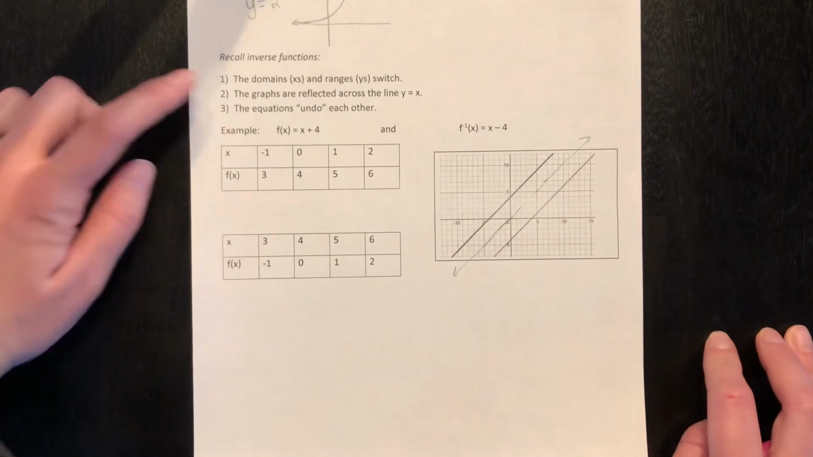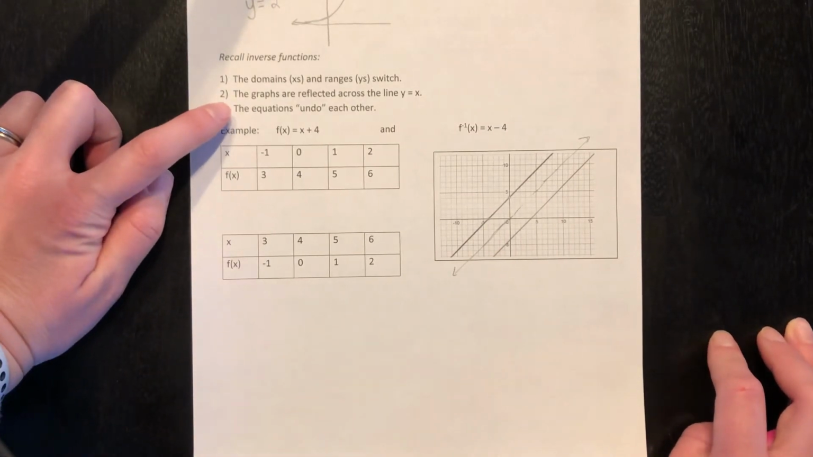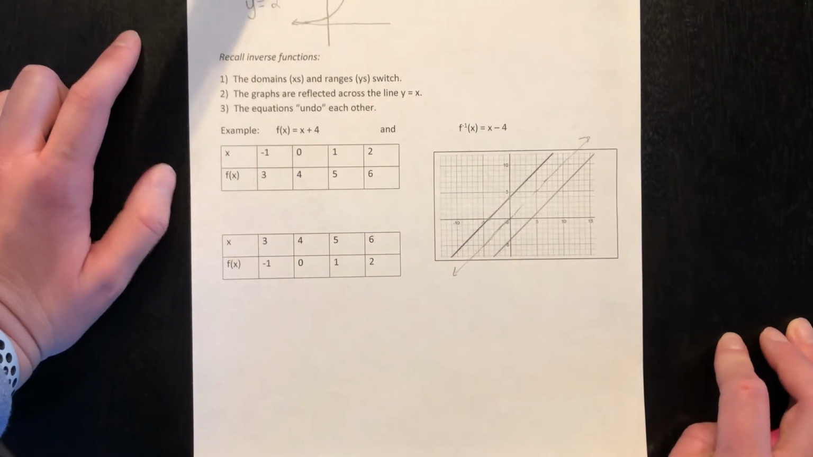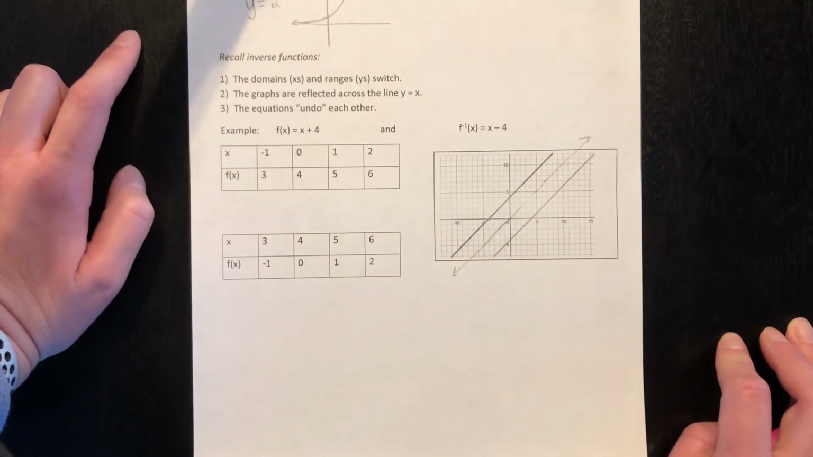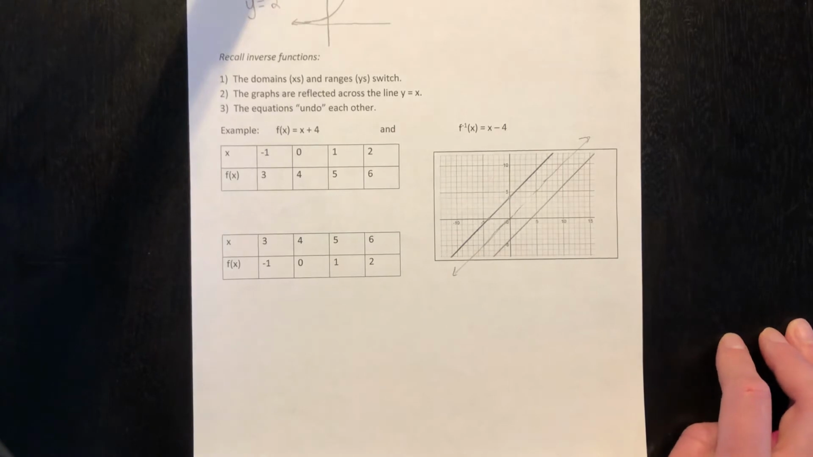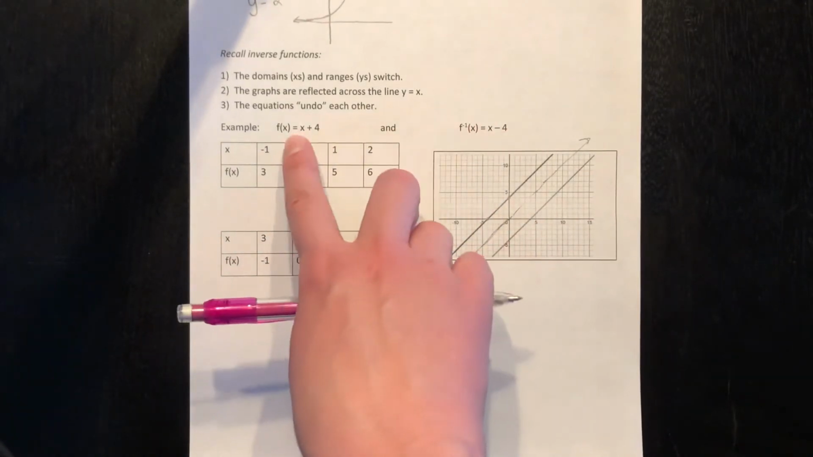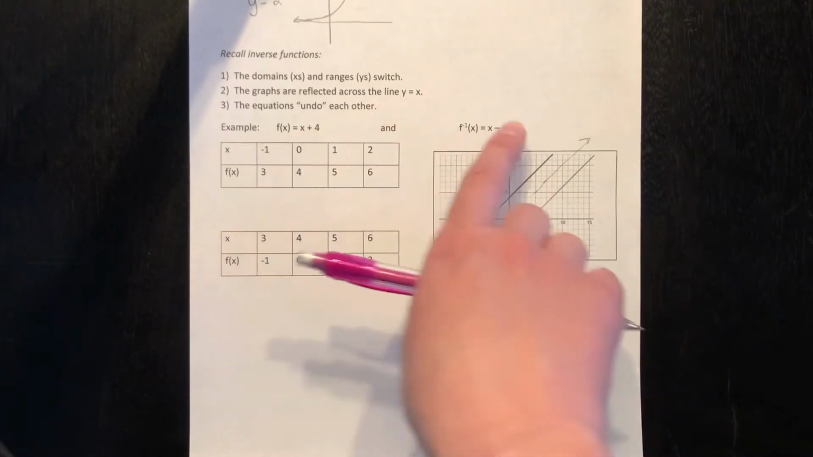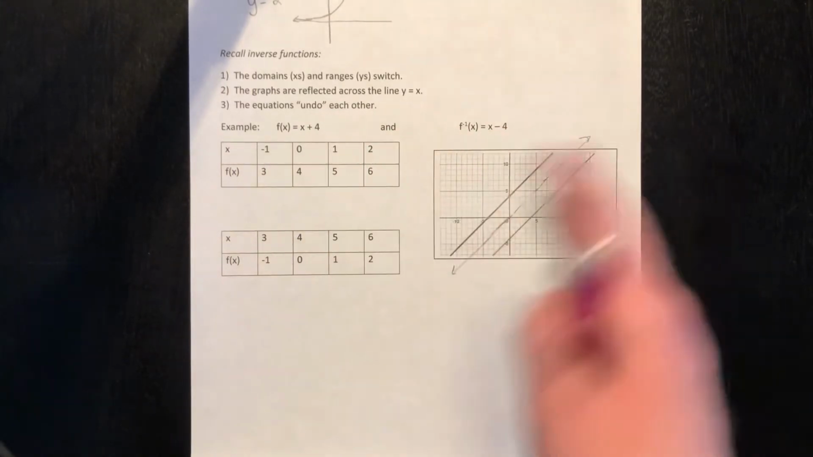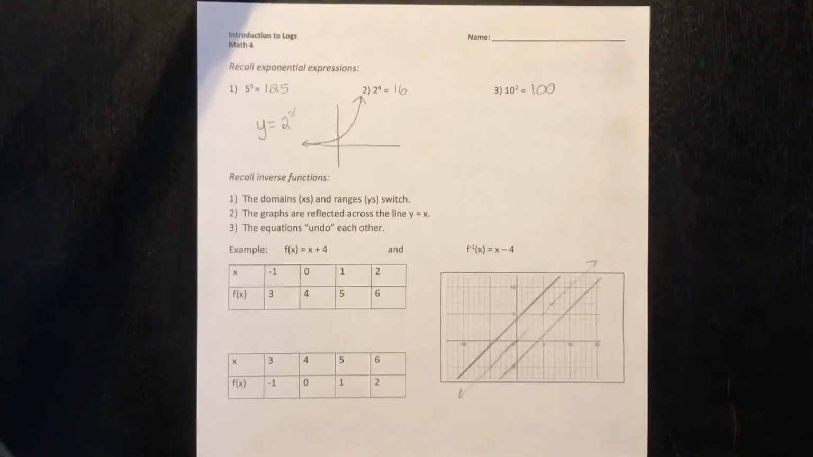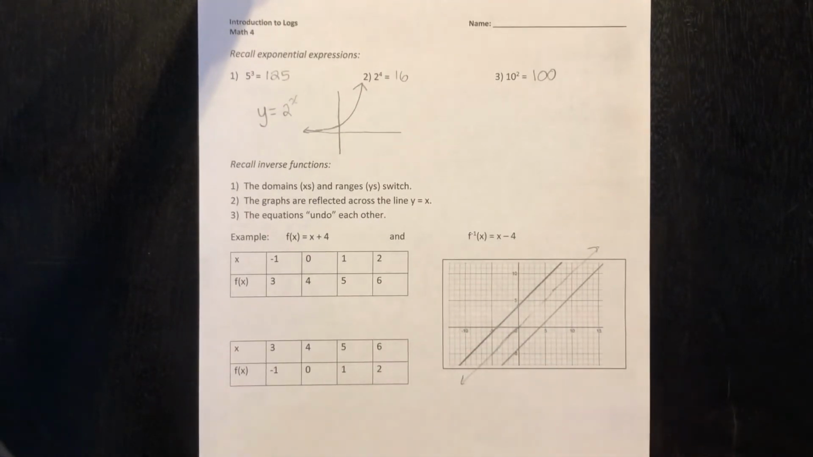And then I kind of already talked about this a little bit, but the equations, what we say, undo each other, meaning that whatever we do to x in one function is undone to x in the other. So I gave you very, very basic, very simple examples here, but you can see that adding 4 to x and subtracting 4 from x would undo each other. Those are inverse operations, addition and subtraction. Okay, so hopefully those two things right there got you thinking in the right direction.